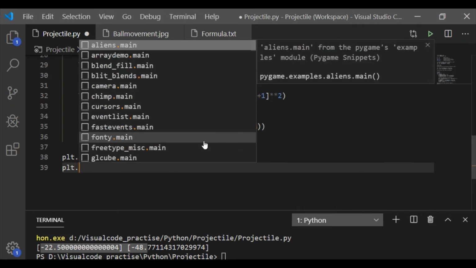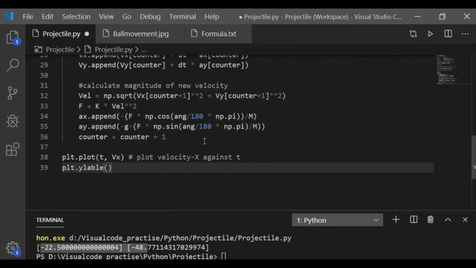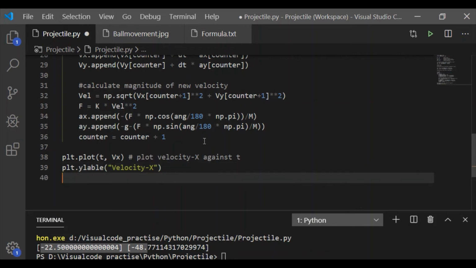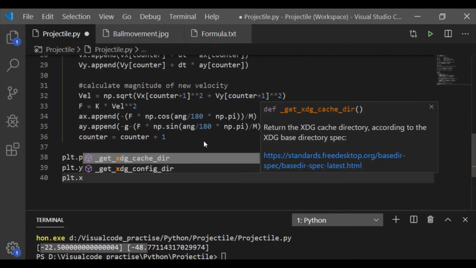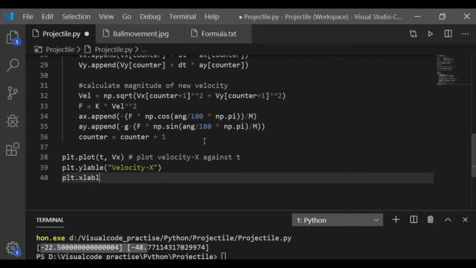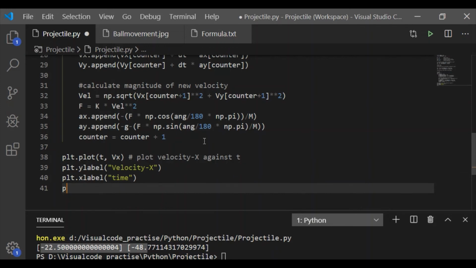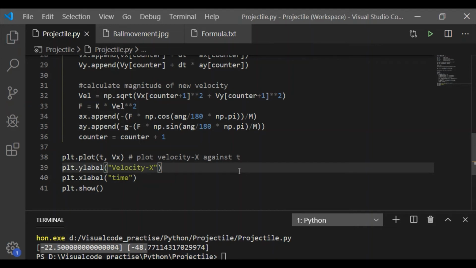For that, let us call a plot method provided by matplotlib and call x-axis and y-axis. Y-axis, let me call it velocity x, because here I am going to plot only the x component of the velocity with respect to time. Time is taken on the x-axis and Vx on the y-axis. So this plot is provided by matplotlib. We can see the plot by calling the plot.show method.